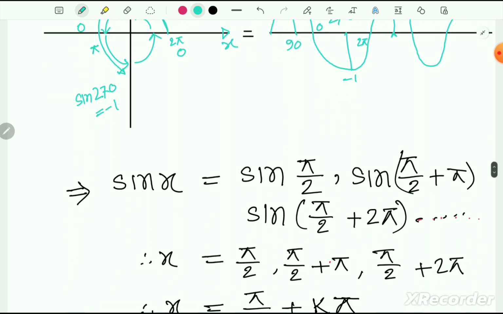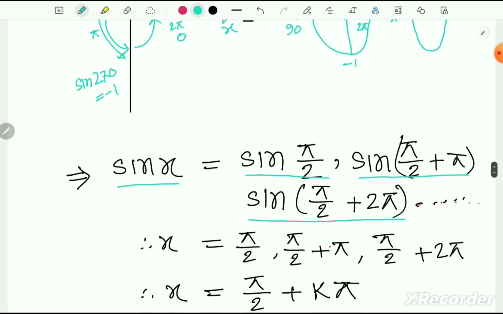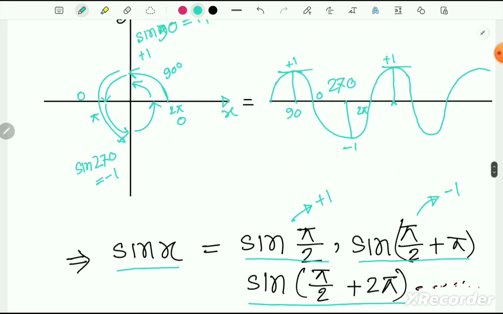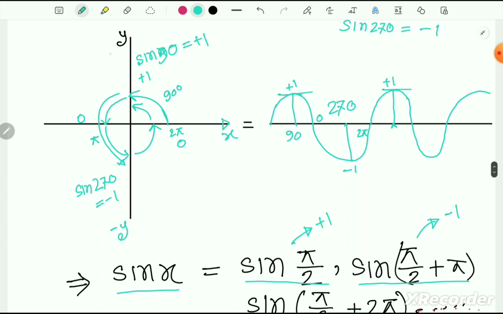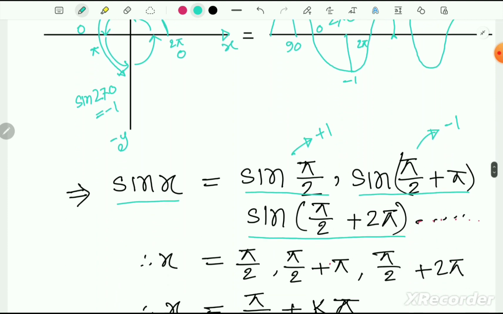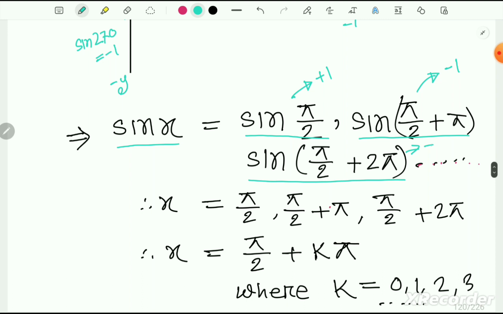So simply we can write sin x equal to sin pi by 2, sin pi by 2 plus pi, sin pi by 2 plus 2 pi. All these situations give us, for example, in this case positive 1, then this is actually 90 degree plus pi, as I already showed you in the graph. This gives us negative 1. Always we'll get negative 1 on the negative y-axis, and always positive 1 on the positive y. So this will give us again positive 1, and simply we can drop sine from both sides.